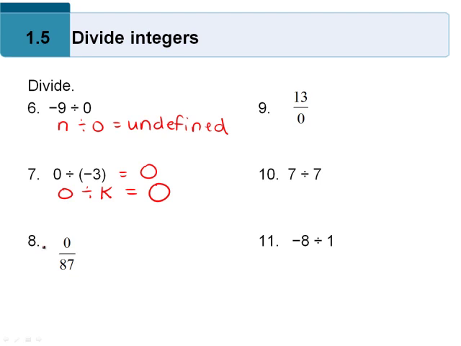So look at number 8, 0 divided by 87. That's a 0 divided by some number. That's okay. That just gives you 0. Okay, 13 divided by 0. Can you divide by 0? No, that is what's undefined. So just remember, when you're reading the problem out loud to yourself, if you say the words divided by 0, that's undefined. That's when you can't do it. All right, and number 10, 7 divided by 7. Any number divided by itself is 1. Okay. And number 11, -8 divided by 1 would just stay -8. All right.